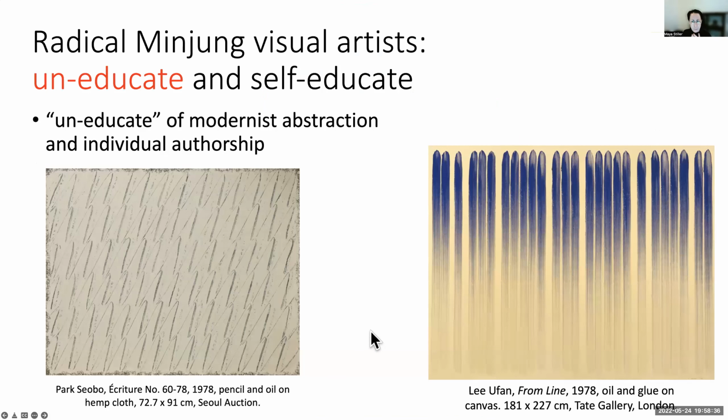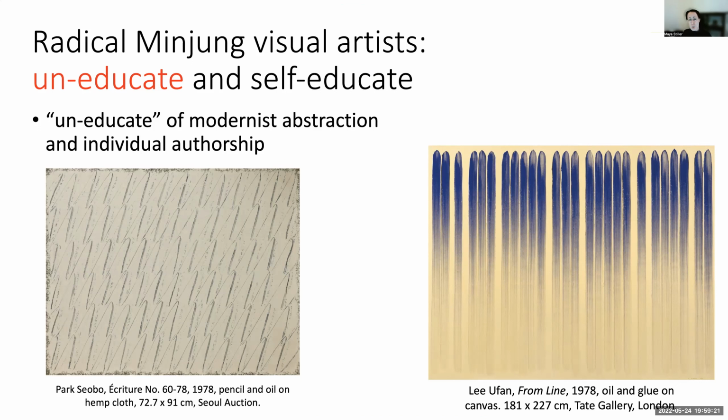Yes, but I think we should give credit to the Minjung artists for doing basically two things, among many other things. They uneducated and they self-educated themselves. So artists like the Duron Collective basically uneducated themselves of the modernist abstraction and the individual authorship that they had been taught at art school. And here we see, for example, Park So-bo's Écriture from 1978, and Ha Chong-hyun's Conjunction, also 1978. So these were the types of artworks that were shown in commercial art galleries at the time.